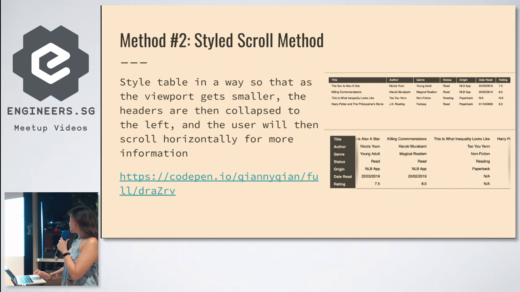What happens here is that from a normal table, you style it in a way that as the viewport gets smaller, the headers are collapsed to the left, and then the user will scroll horizontally for more information.